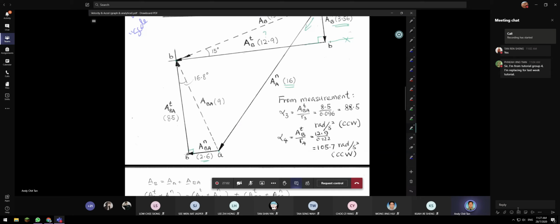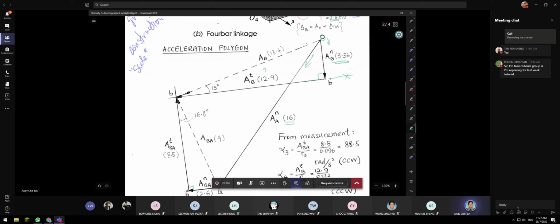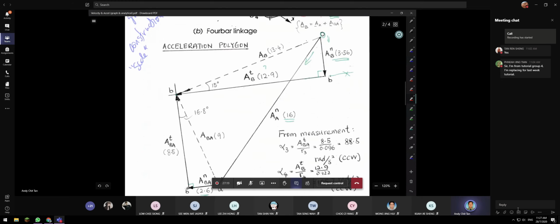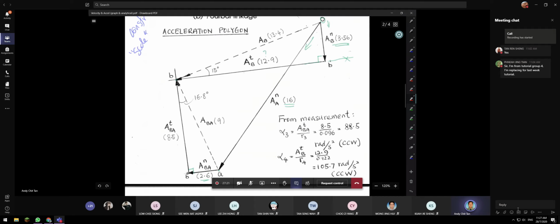Now from this diagram, you can find AG. For example, link number two is the acceleration of A here. Assuming the center of gravity is in the middle here, you can draw here all the way down in the same direction. This is the B, this is G2. So this is your A, G2.